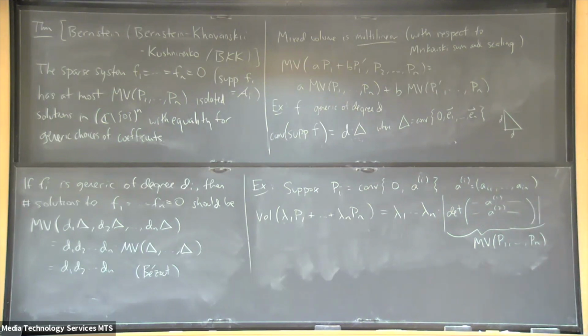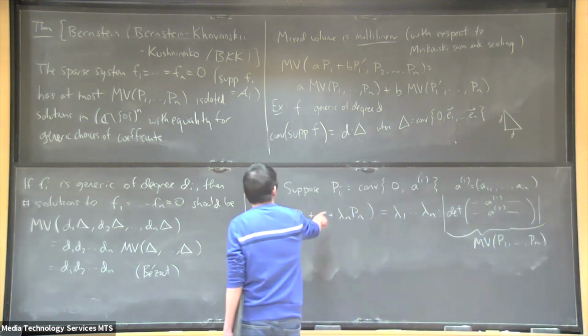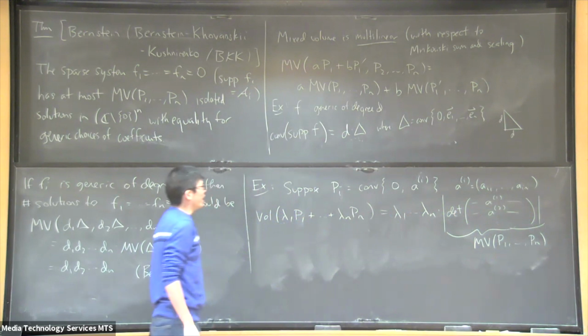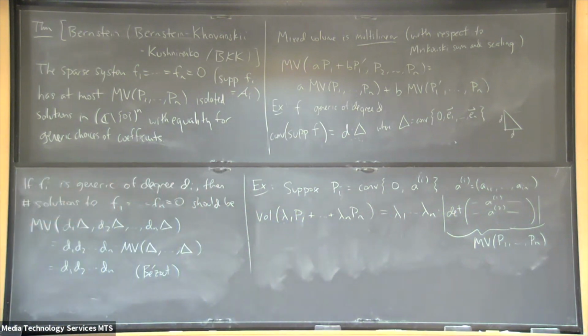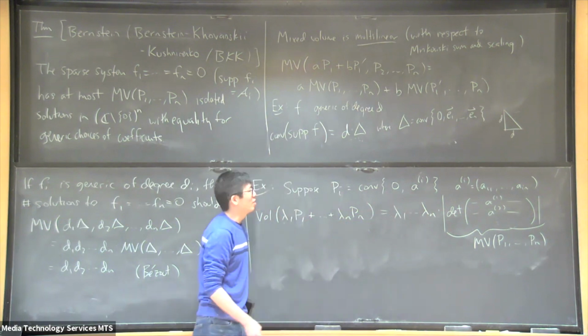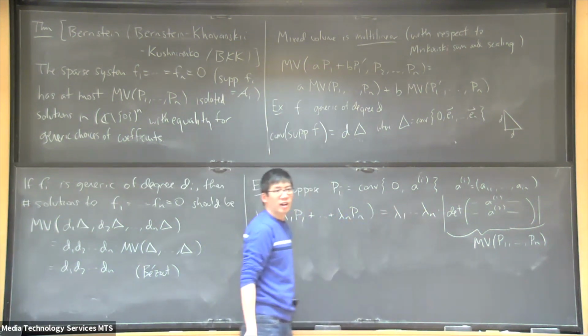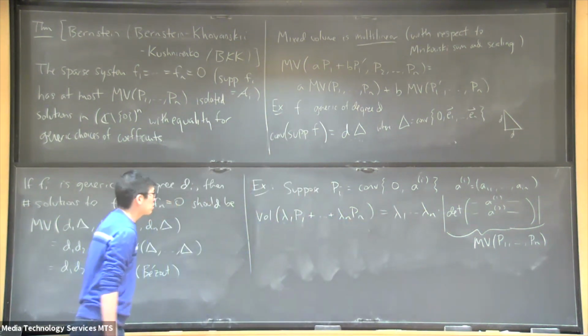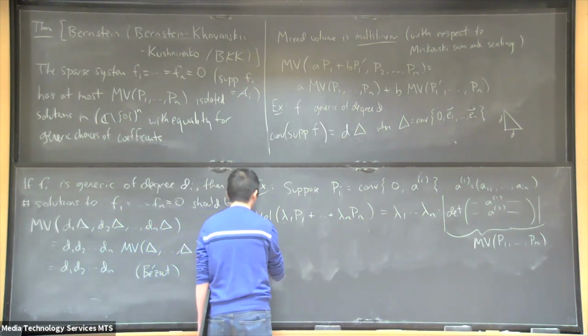Okay, so what does this mean for Bernstein's theorem? Well, let's see. Each Pi is supposed to be just the convex hull of these two points. So that means that each of my polynomials Fi should just be a binomial with two terms. One of them is essentially a constant, and the other is a monomial, which is given by this vector ai.